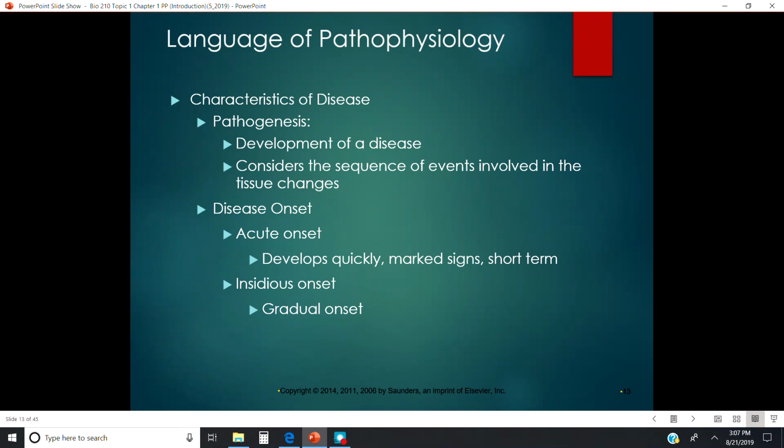We'll look at some diseases in detail as far as their pathogenesis. Other diseases we'll look at a little bit lightly, just a lack of time. But pathogenesis, I do want you to know, is just what we look at when we look at the sequence of events.